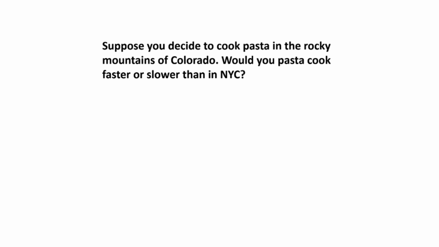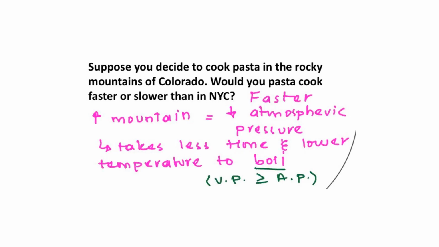So with that being said, we are going to finish off the lesson with this very interesting question. Let's say you FaceTime your friend who lives in Colorado, and both of you start cooking pasta at the same time. Which one of you is going to cook pasta faster, you or your friend? So the answer is your friend who's living in Colorado is going to cook the pasta faster, and that's because higher up in the mountains, as your altitude increases, altitude is the distance from the sea level. So as the altitude increases, the atmospheric pressure decreases. So as you go higher up the mountains, you have less atmospheric pressure.